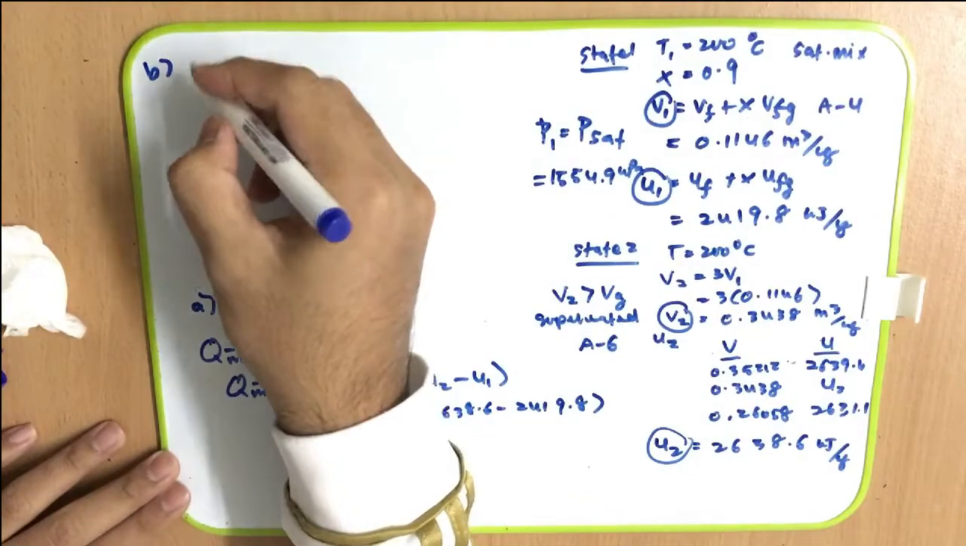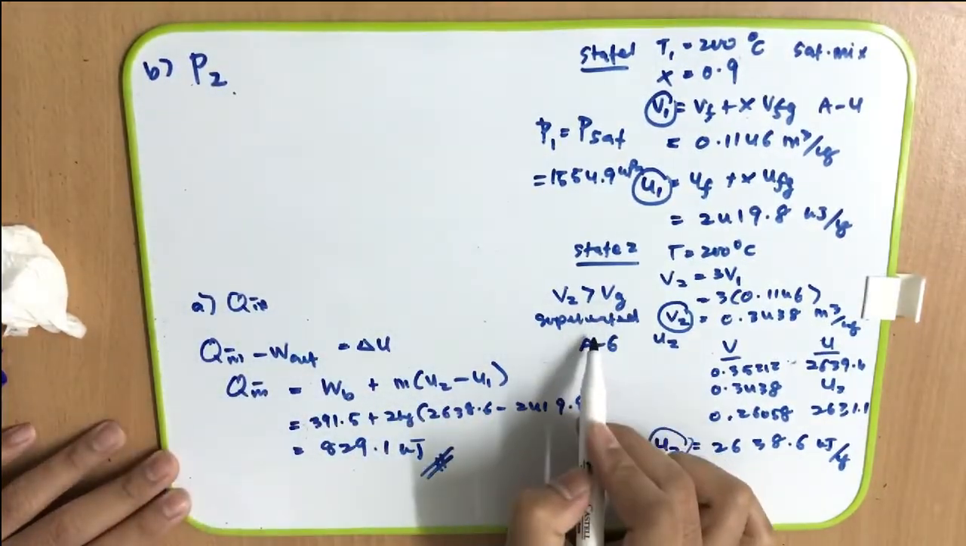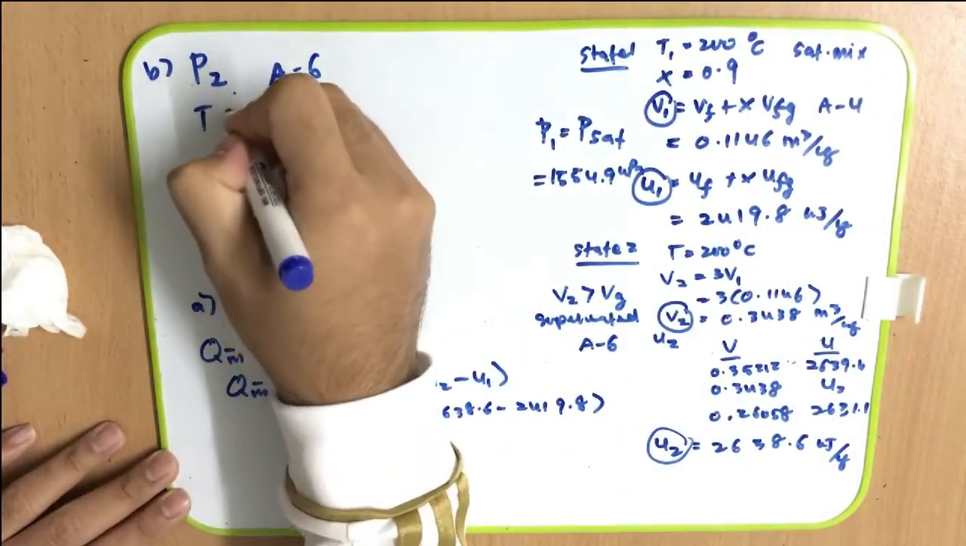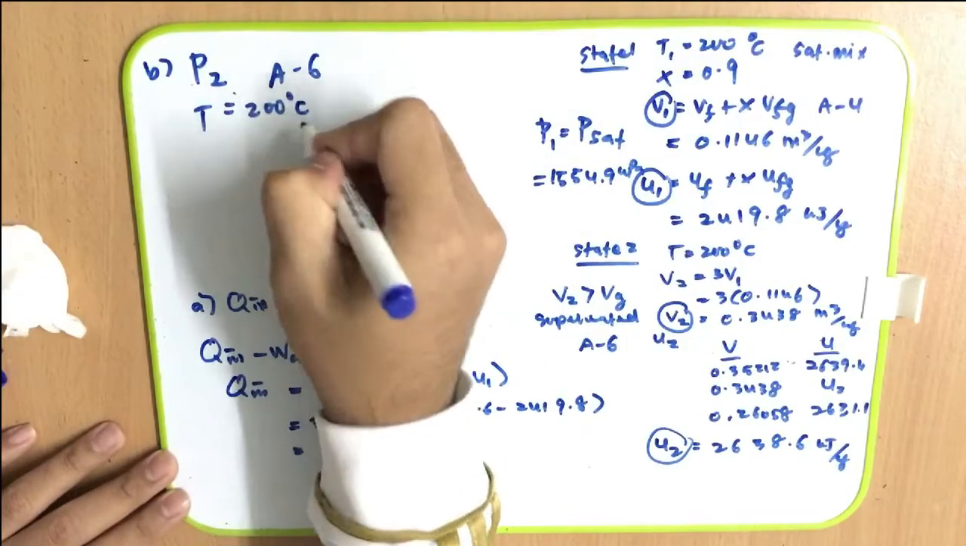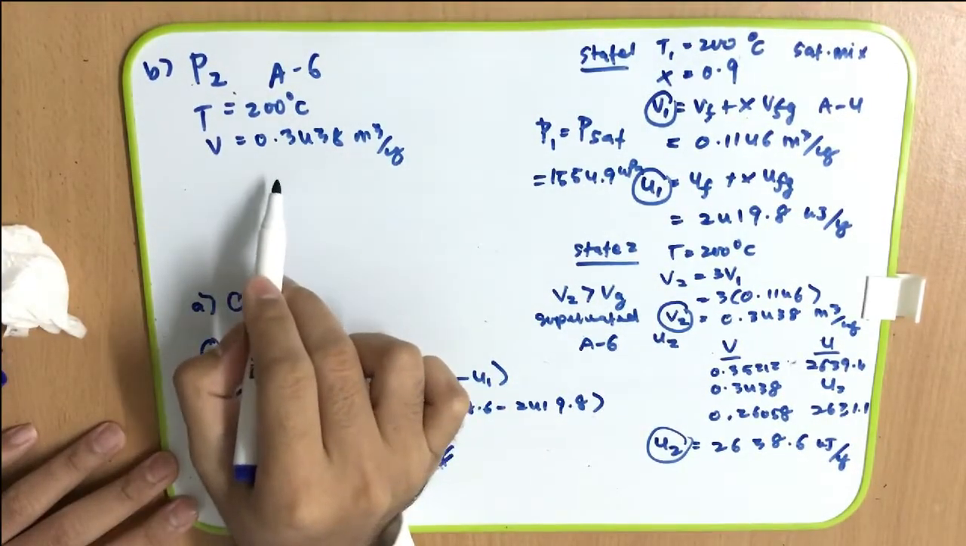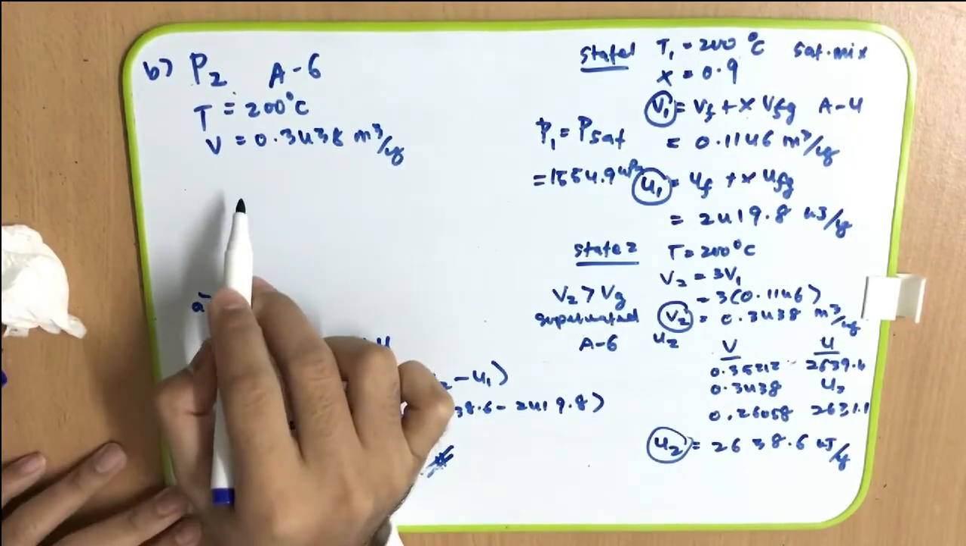For part B, we need to find P2, or the final pressure. Because state 2 is superheated, we can find it from table A6. By using temperature equal to 200 degrees C and volume equal to 0.3438, we can find P2. But we need to do the interpolation first.